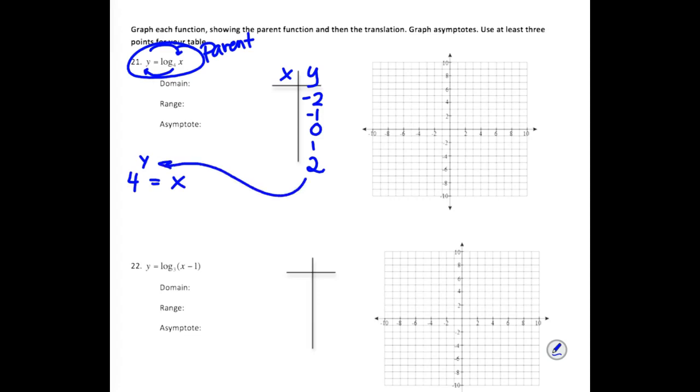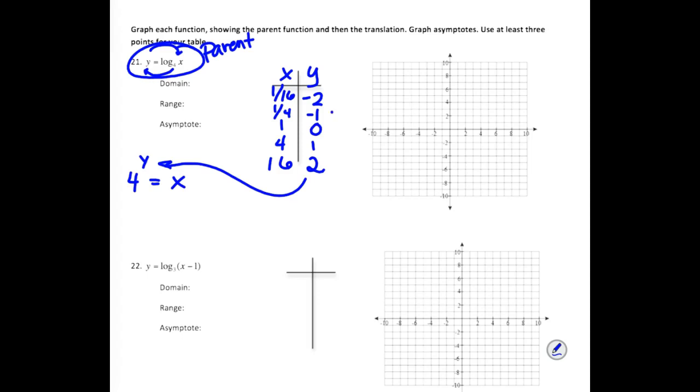We have 4 to the second power would be 16. 4 to the first power would be 4. Anything to the 0 power is 1. 4 to the negative 1 is 1/4. And 4 to the negative 2 is 1/16. Now again, 16 and 1/16 are going to be kind of hard to graph with the scale that I have here, but I still have 3 other points that will work.